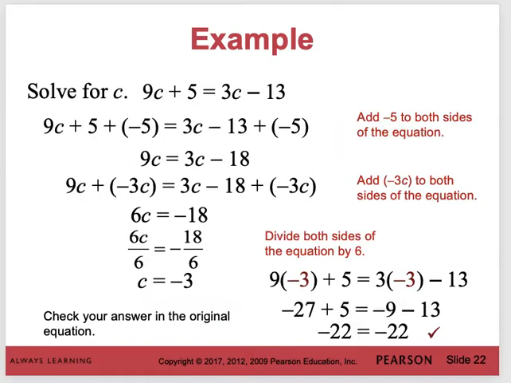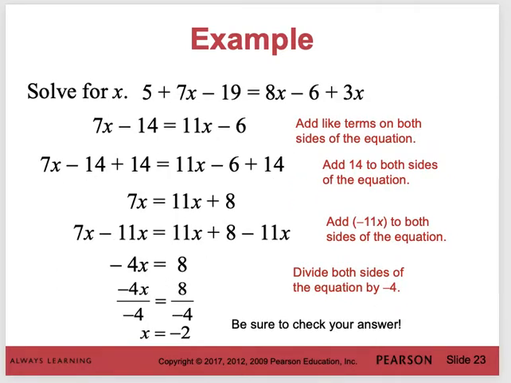Same here, we would add negative 5 to both sides, or subtract 5 from both sides. It's the same thing. Adding a negative is the same as subtracting. And then we can divide both sides by 6 to solve for C. And in this case, again, we're adding like terms together, simplifying the problem, and getting both like terms on the same side of your equation. You could subtract 11x from both sides, and then you'd have to divide by negative 4 to get a final solution.